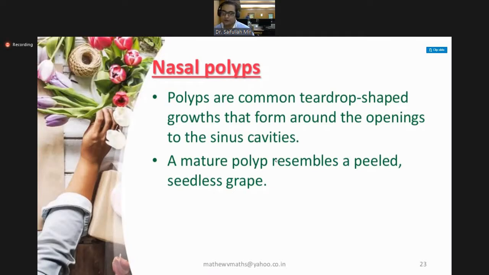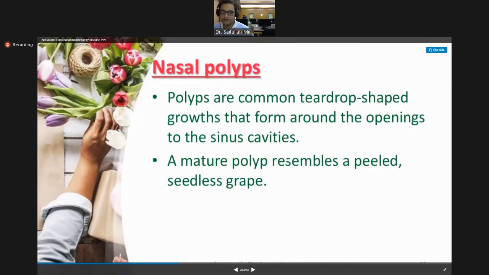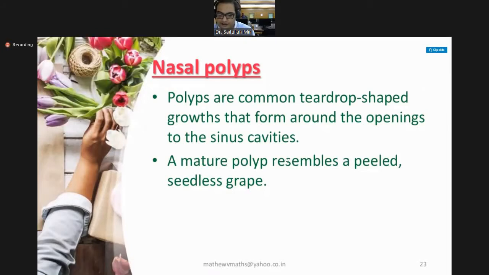So polyps are common teardrop-shaped growths that form around the openings of cavities. When you leave your allergies untreated, like people that normally come to me, they have had allergies for about 10 years, then you stop taking treatments for it. Slowly the allergies worsen, and they were just living their life with it. They had just said, we don't want any further treatments.